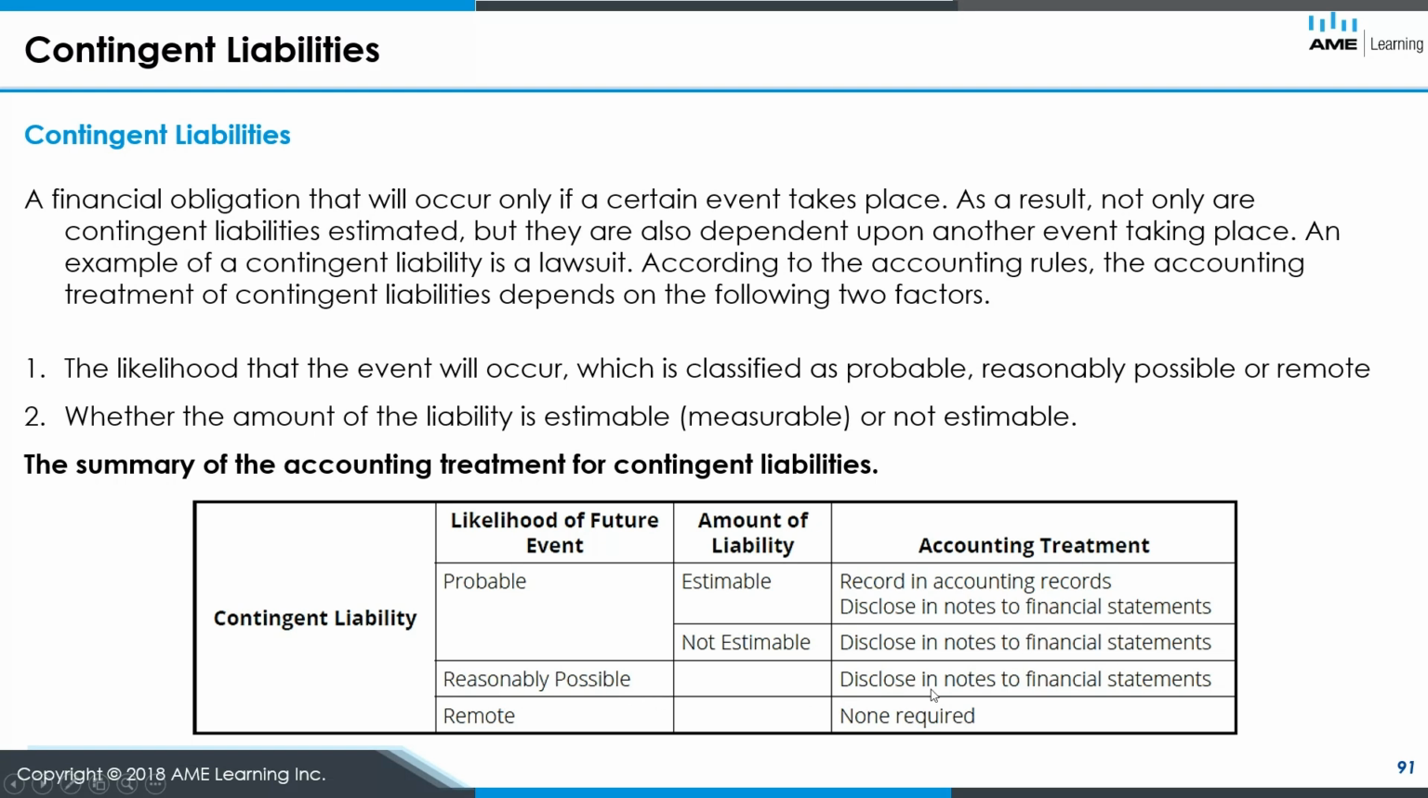If it's reasonably possible, we have to disclose it just as a sentence or as a footnote. If it's probable and we can estimate how much the loss is probably going to be, if we're going to probably lose a lawsuit in the near future and we can estimate the amount of liability, then we have to record that in our accounting records and also disclose it in the footnotes to the financial statements.